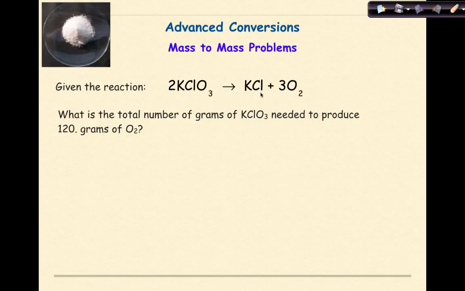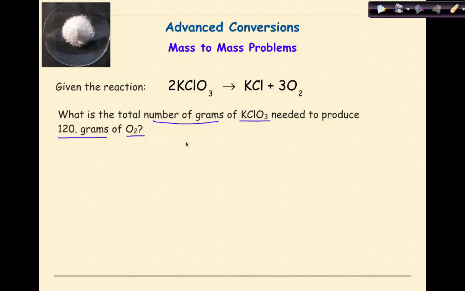2KClO3 decomposes into KCl plus 3O2. So instead of having you write the chemical reaction and giving you words, I'm just giving you the chemical reaction to start with. What is the total number of grams of KClO3 needed to produce 120 grams of O2?